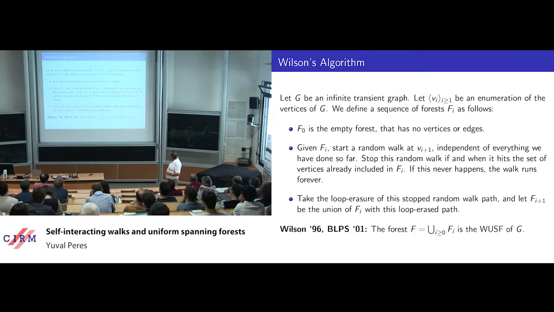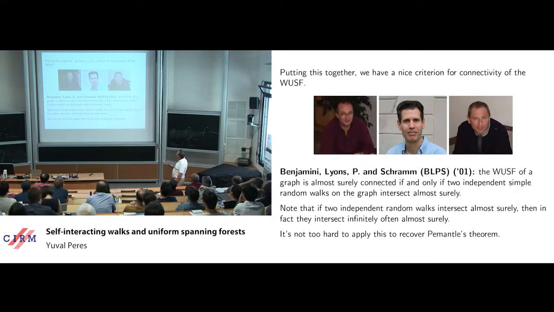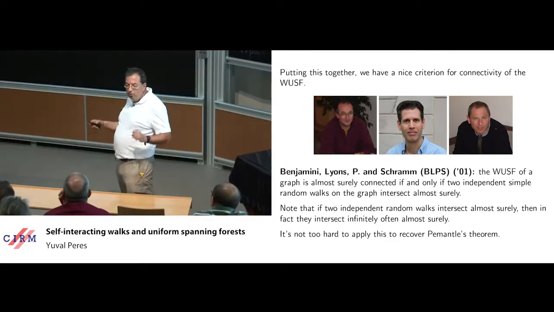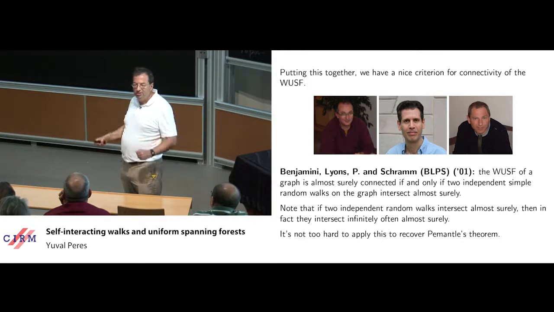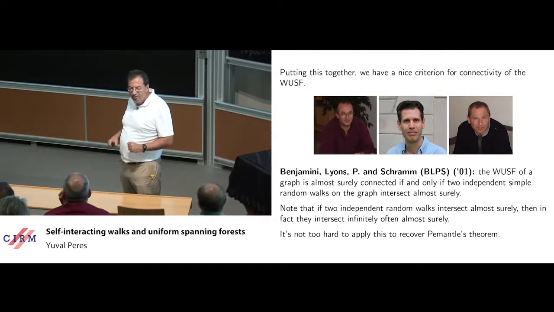Okay, now this fact is easier because of Wilson's algorithm as generalized in this paper to the infinite case. So again, after Pimentel's work, there is a joint paper I wrote with Itai Binyamini, Russ Lyons, and Oded Schramm, where we proved the following generalization. If you take any infinite graph, the wired uniform spanning forest is connected if and only if two independent simple random walks on the graph intersect almost surely. So you don't have to analyze loop-erased walks. It's enough to analyze random walks, and if they intersect, then the uniform spanning forest is a tree.